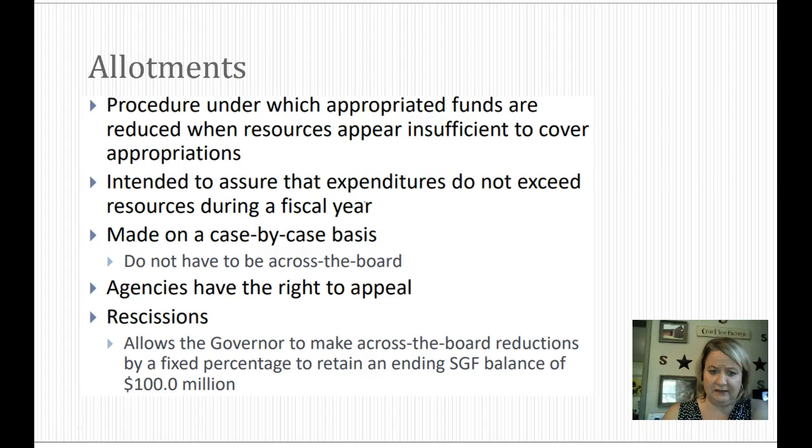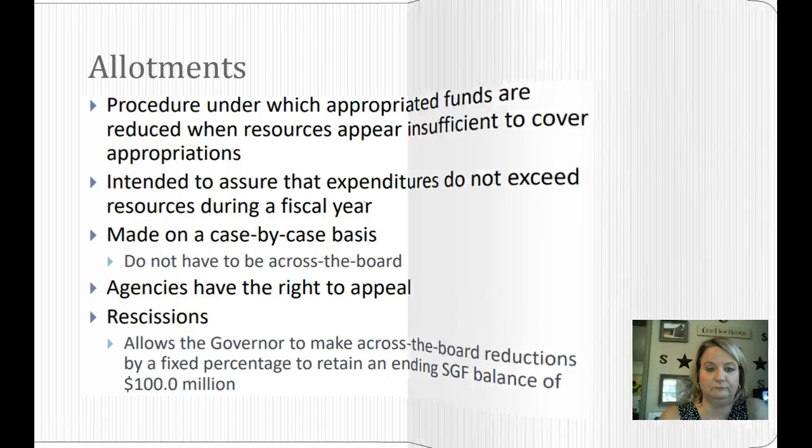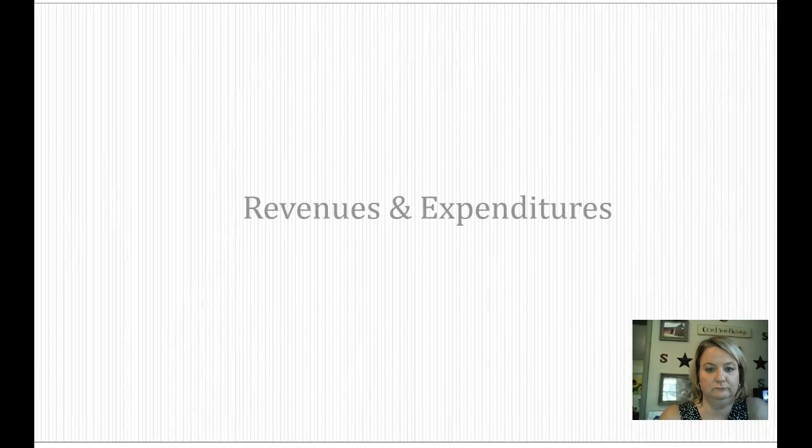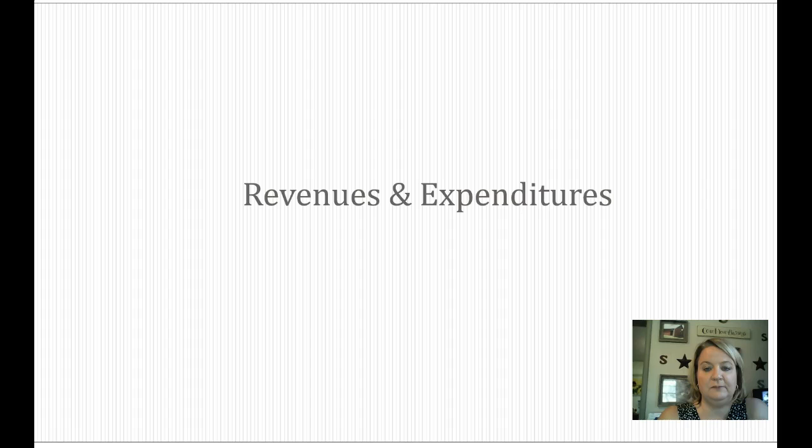Rescissions allow the governors to make across-the-board reductions by a fixed percentage to retain an ending SGF balance of $100 million. This has happened to us before. Under governors, they have made across-the-board cuts. It has happened to the Department of Corrections, not necessarily to our particular facility. Revenues and expenditures.